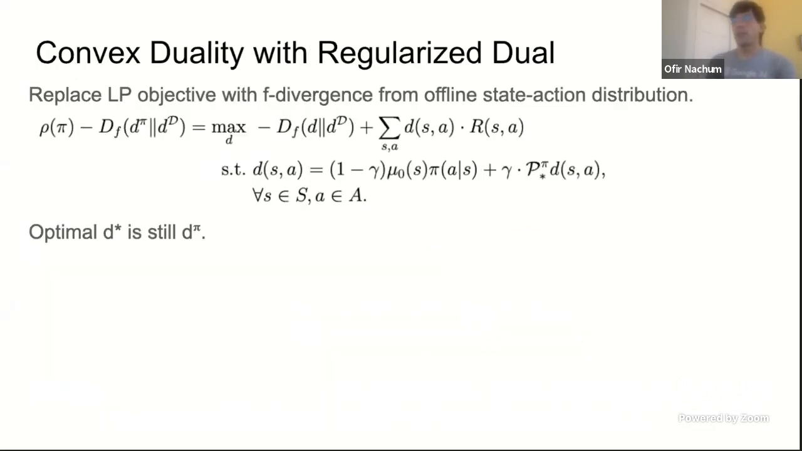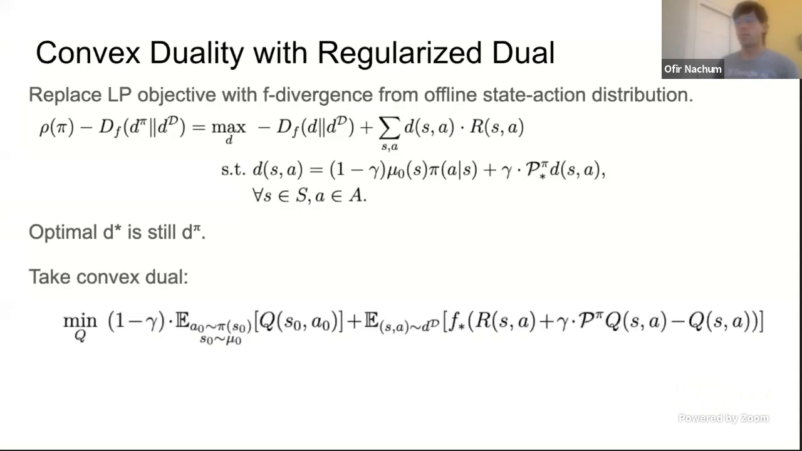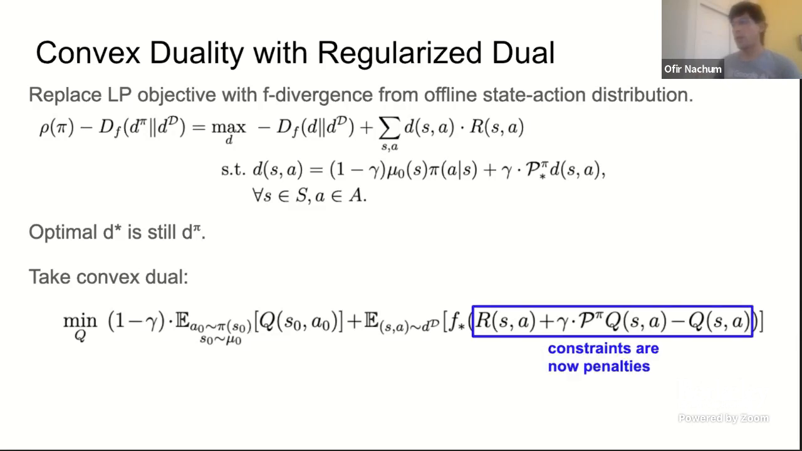Okay, so now that we've got this regularized constraint problem, we can apply duality. And when we apply duality, like I promised, we end up with an unconstrained objective. So you can see now we're back in the primal space, since the optimizing variables we're using are in terms of Q values. The difference is that now our constraints are penalties, right?